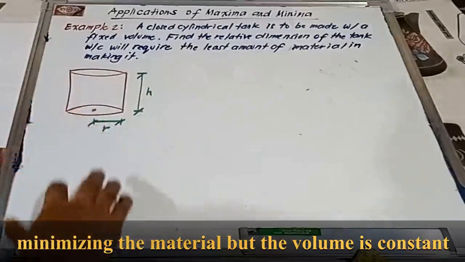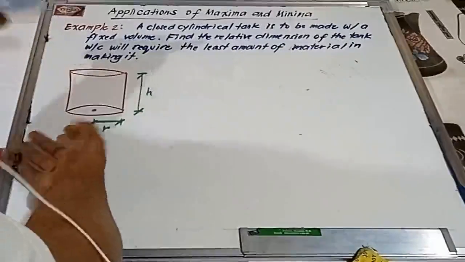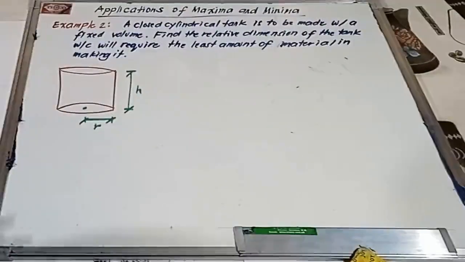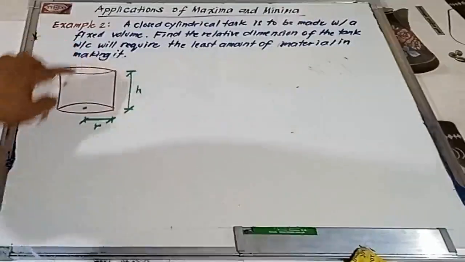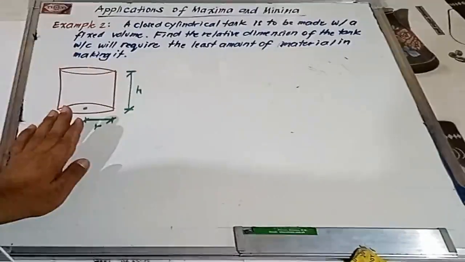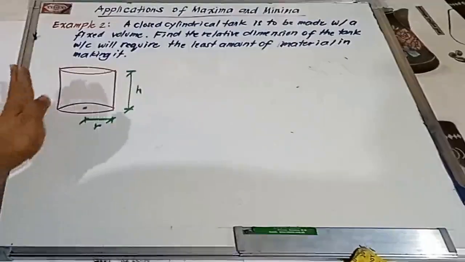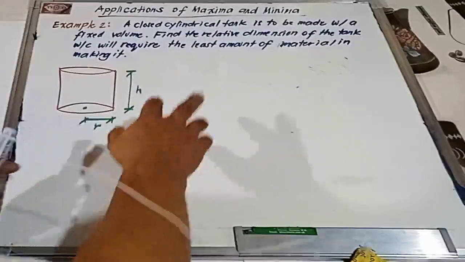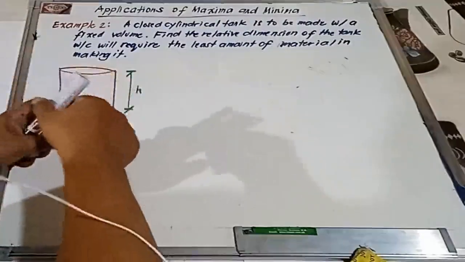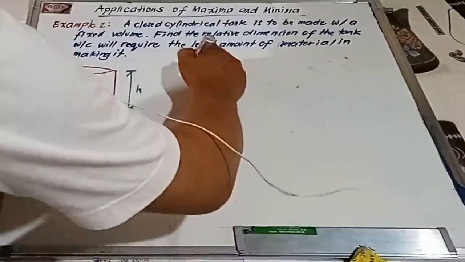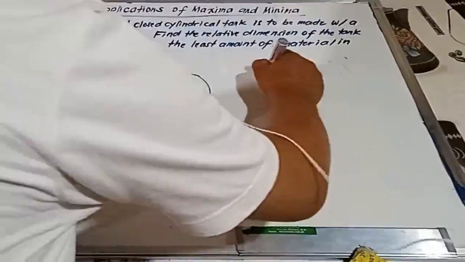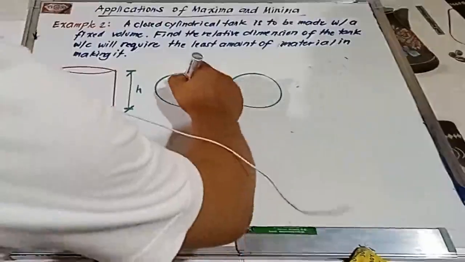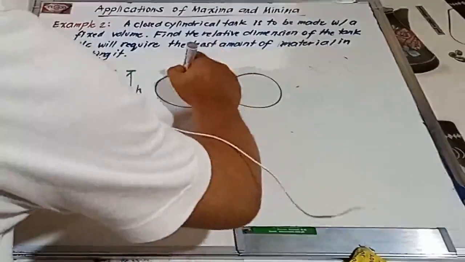Paano pang gumawa ng tank? So, dapat meron kang takip sa ibabaw at saka sa ilalim. Okay? So, yung ating material na gagamitin para sa ibabaw at saka sa bottom ng ating closed cylindrical tank at saka yung gilid, yung material. Okay? So, pag gagawa tayo ng cylindrical tank, may dalawa tayong circular base. Dalawa tayong circle. Okay? Ang radius natin is R.